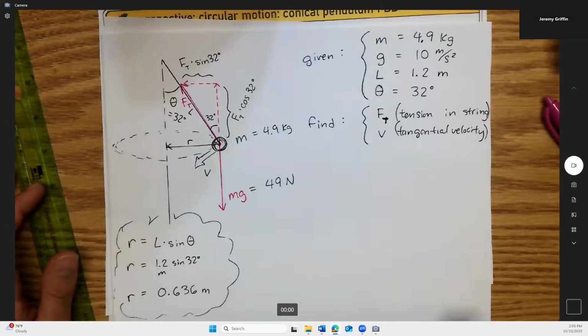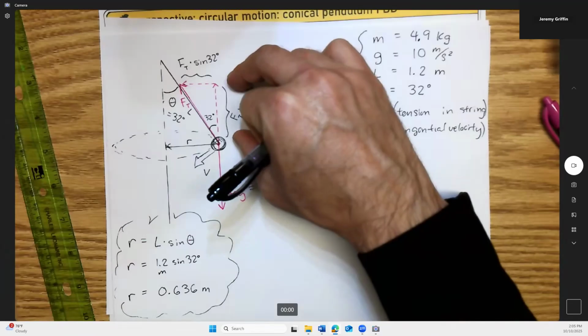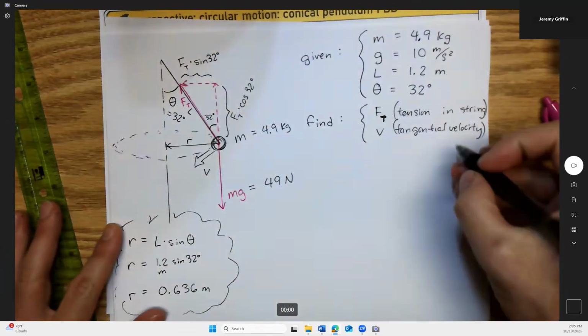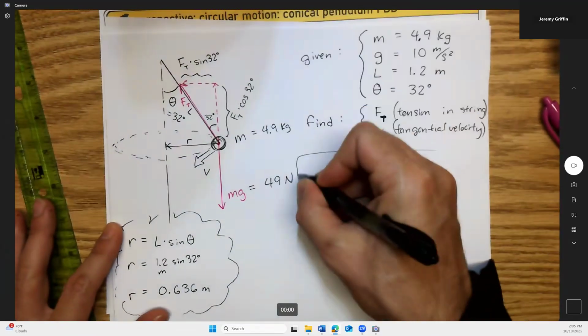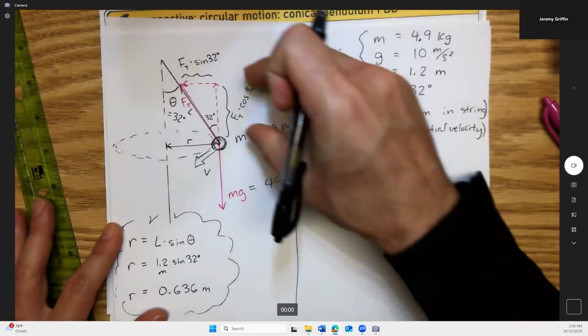Wouldn't the upward force, the F cosine 32, be equal to gravity? Exactly. Yeah, Gavin got it. Guys, it's this condition right here. It's the sum of the forces in the y direction, that's to say in the vertical direction.